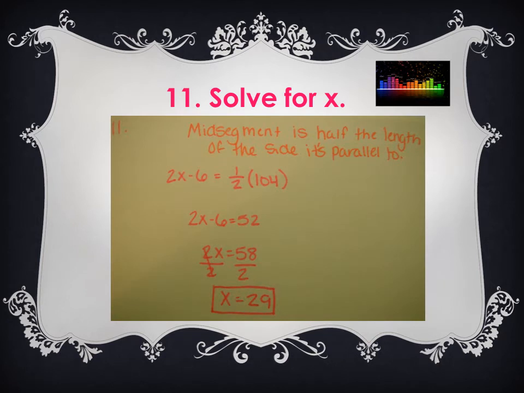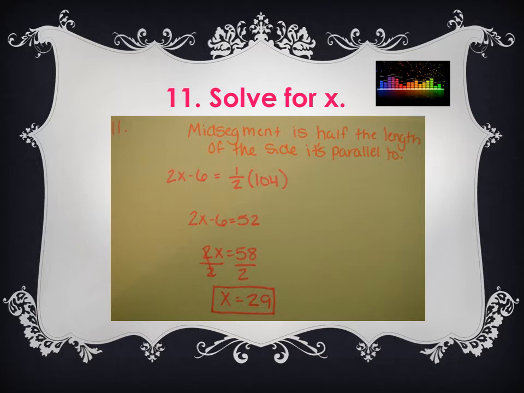In this problem, you are given a triangle. If you look on both sides of the triangle, you can see the line DE bisects side AB and side AC. Line DE is also parallel to side BC. We call line DE a midsegment of a triangle. Midsegments are half the length of the side that it's parallel to. So, since DE is parallel to BC, 2x minus 6 is going to be half of 104. So if we set 2x minus 6 equal to half of 104, we can solve for x.